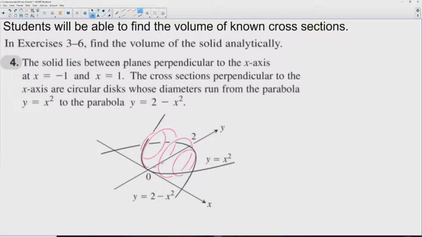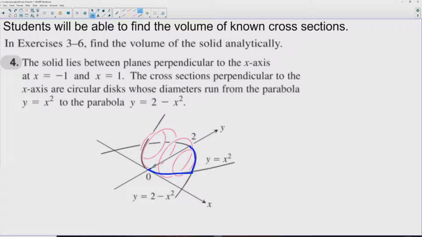The solid lies between planes perpendicular to the x-axis at x equals -1 and x equals 1. The cross-sections perpendicular to the x-axis are circular disks whose diameters run from the parabola y equals x squared to the parabola y equals 2 minus x squared. So the 2 minus x squared is the top parabola, and the x squared is the bottom parabola.